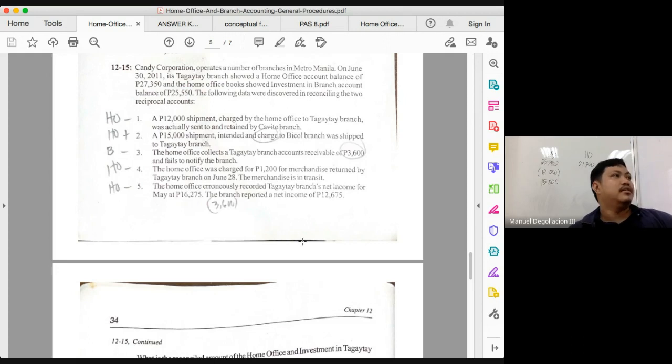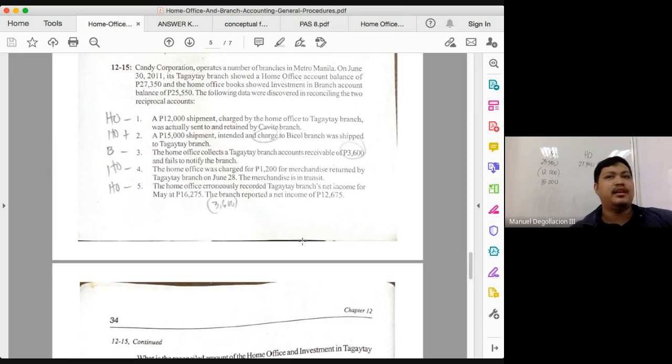Yeah. If the problem did not say, class, that it was shipped by Nova to Bulacan, then the branch who actually receive it will be the one retaining it. Okay, so again, the entries that will be prepared by the Home Office to correct is debit shipments to Bulacan and credit investment in Bulacan.